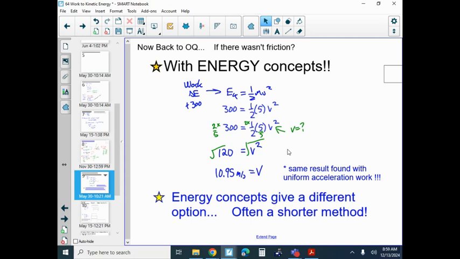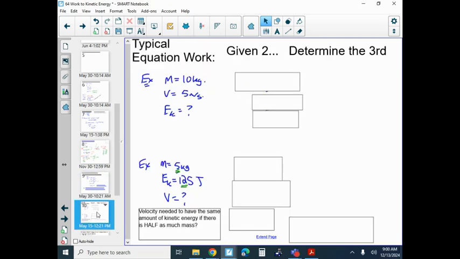So yeah, energy concepts often give a much easier and shorter method to get answers, right? This seems kind of simpler, where we didn't have to know all these uniform acceleration equations and so on. Just use the amount of work done to get the answer directly. Okay.